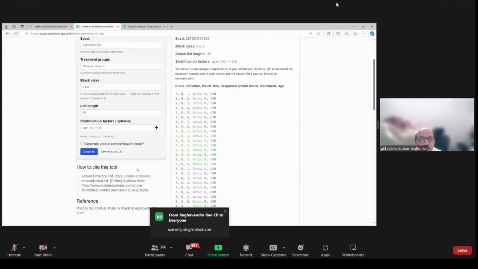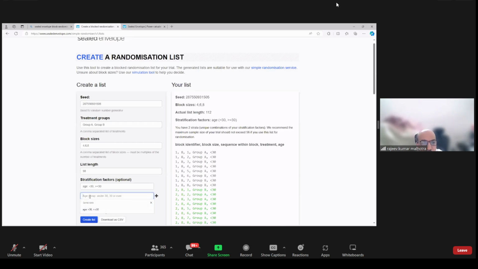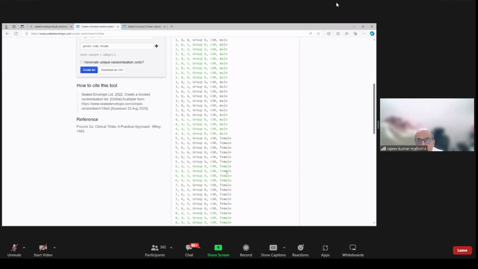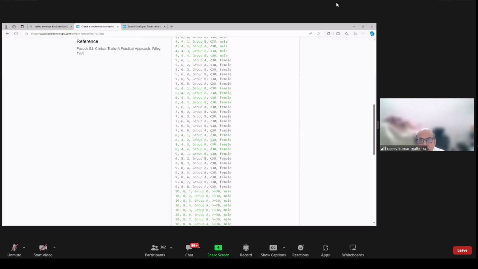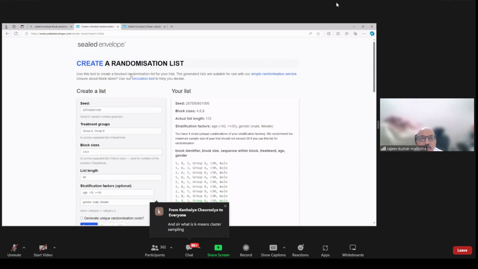So this is the method for finding out the randomization for block size or stratification. If you want to add some more factor, you can add it here, for example gender. You can write gender here, male, comma, female, and then create. It will create less than 30 male, less than 30 female, more than 30 male, and more than 30 female. Like this, you can find out the randomization.